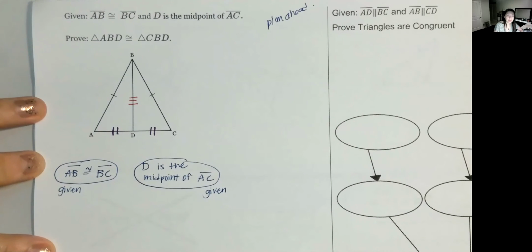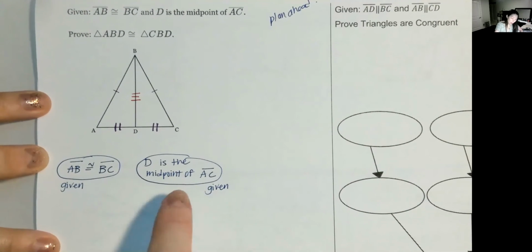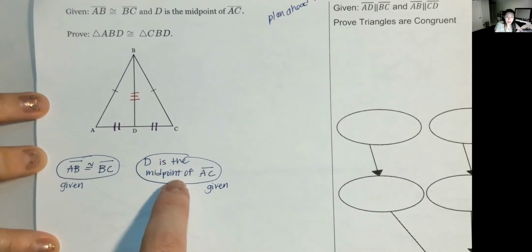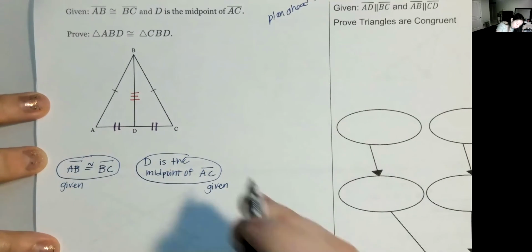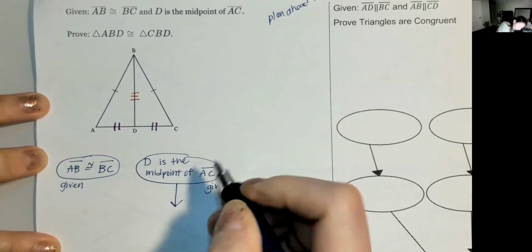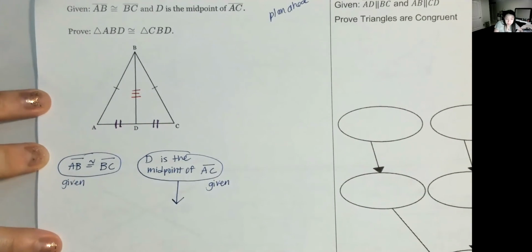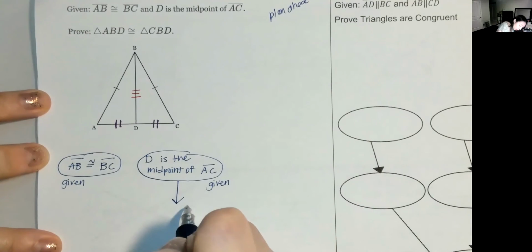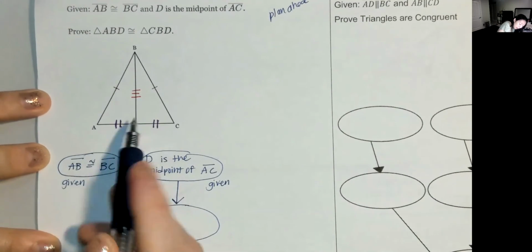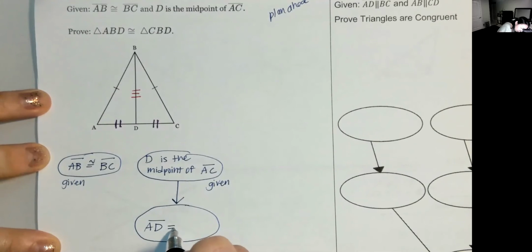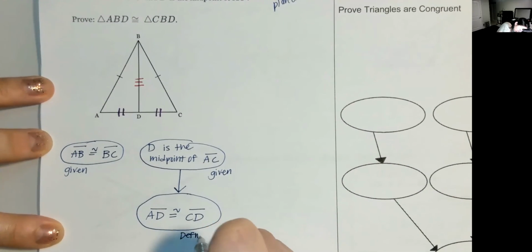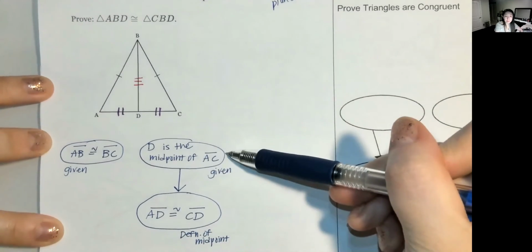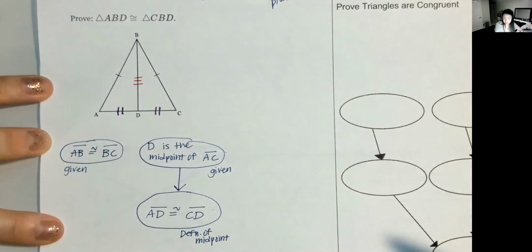Now, even though that was given, that is not enough to say that those two are congruent. So we have to actually make a separate bubble from the midpoint information. Because it's a midpoint, what do we know? We know that the segment AD is congruent to CD by definition of midpoint. With the given information, we came up with another fact.